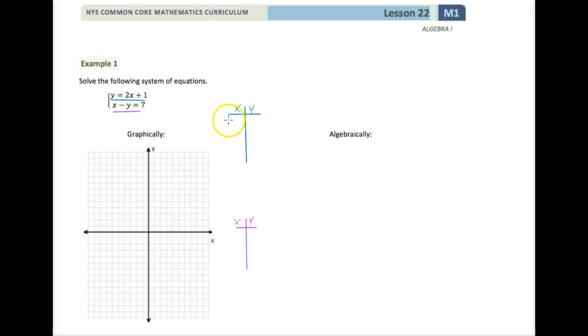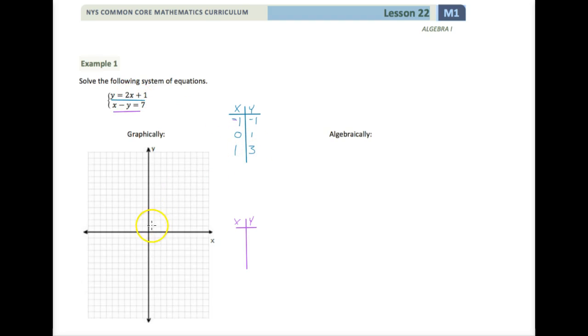So we're going to start with graphically, and we're going to go ahead and substitute some values in here. And remember, in class we decided on some easy numbers. Let's try with -1, 0, and 1. And what happens? Well, 2 times -1 is -2, plus 1 is -1. That's easy enough. 2 times 0 is 0, plus 1 is 1. And 2 times 1 plus 1 is 3.